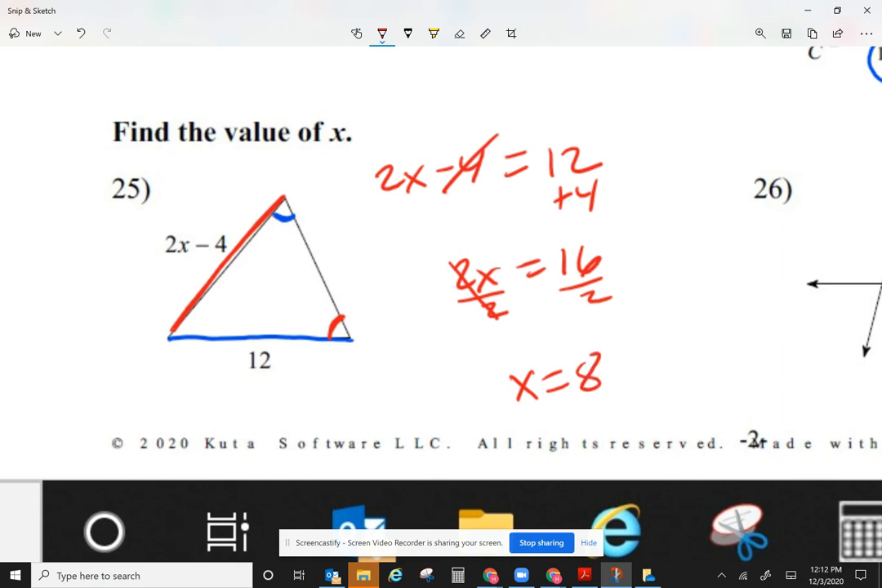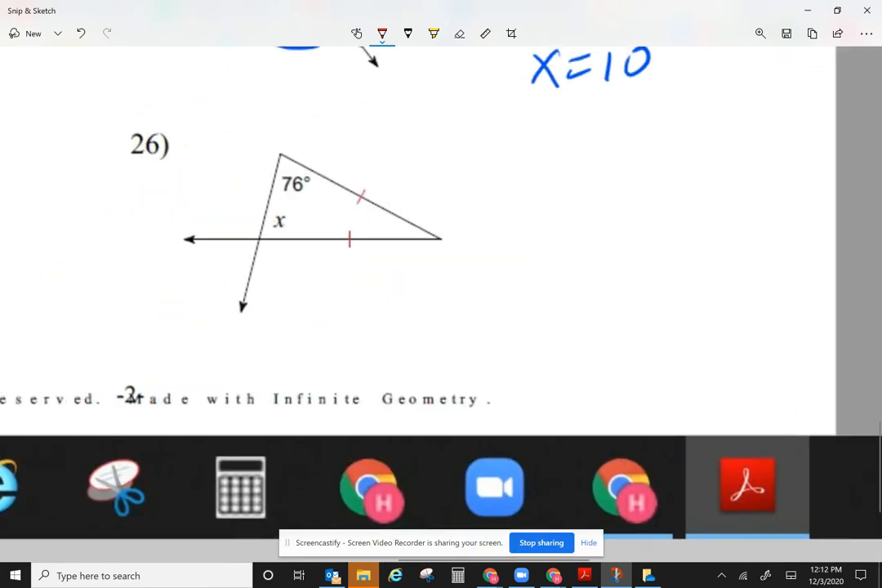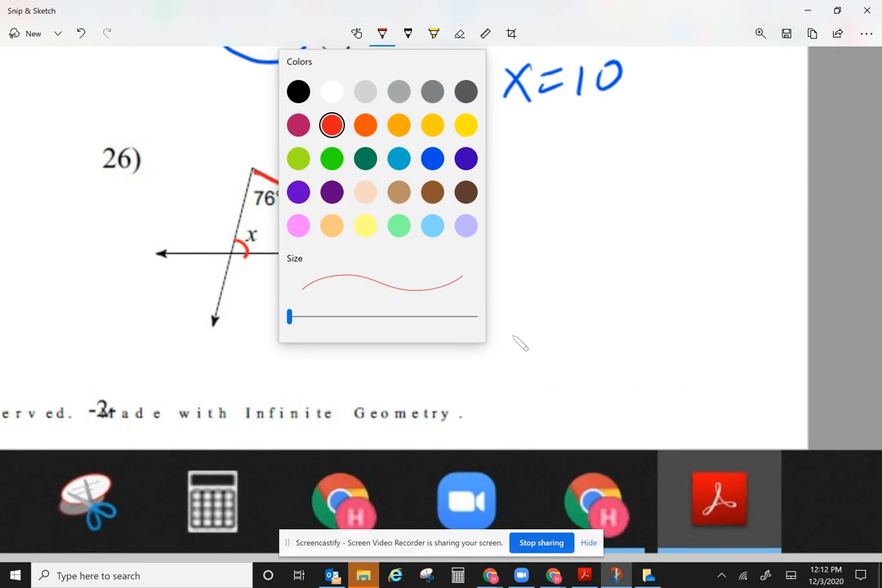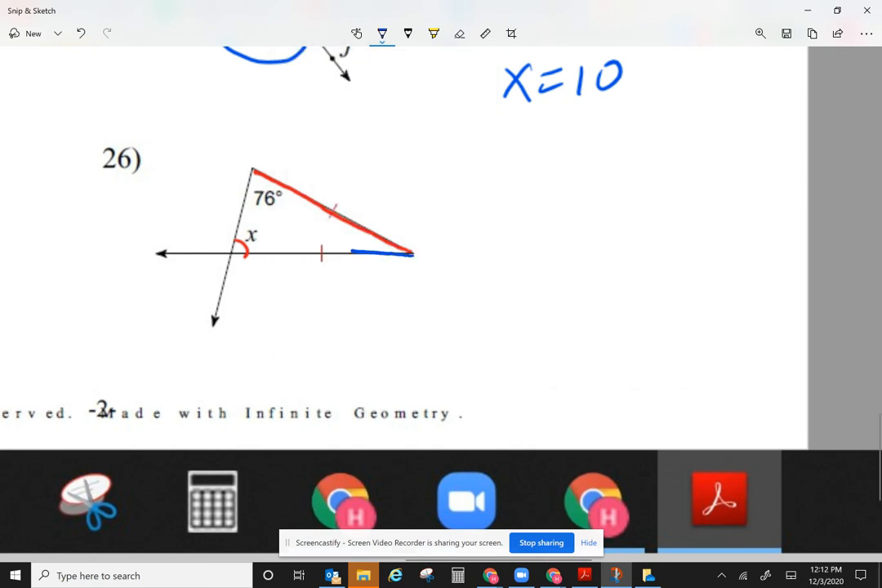Just type in on your homework 8. You don't have to type in x equals. It's just 8. Same idea could be used here. Right? There's two sides that are marked the same way. So if I look at one side, let me highlight the side I'm looking at. It's opposite to this angle. The other side I'm looking at is this side, which is opposite to this angle.